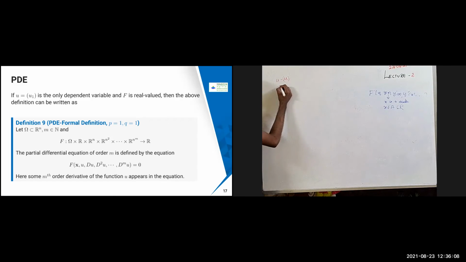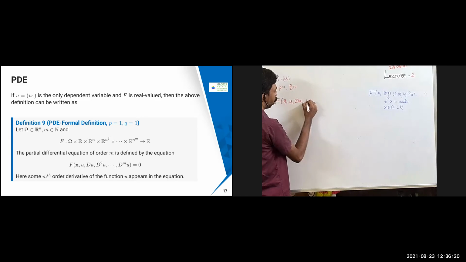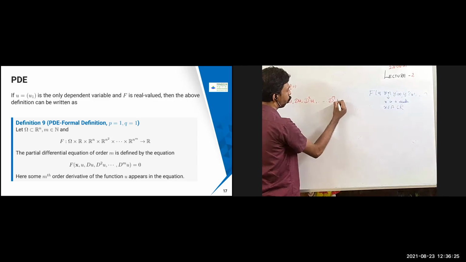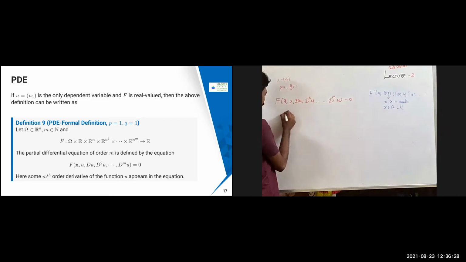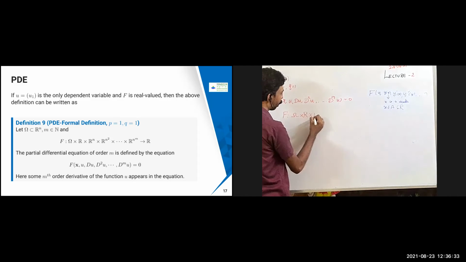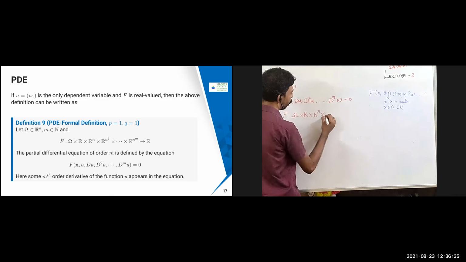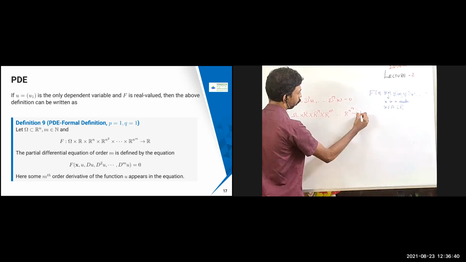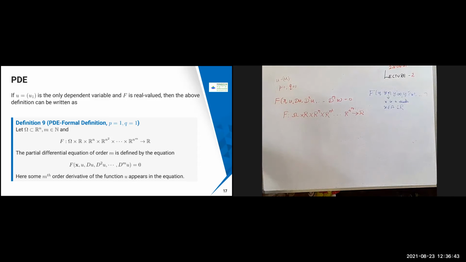So that means I'm going to take p equal to 1, and q also I'm going to take as 1. So that means I'm going to have f of x comma u comma du comma d square u comma etc., d power m u equal to 0, where f is a function from omega cross R, cross R power n, cross R power n square, etc., R power n to the power m, going to R. Okay, this is the function that is going to be there.